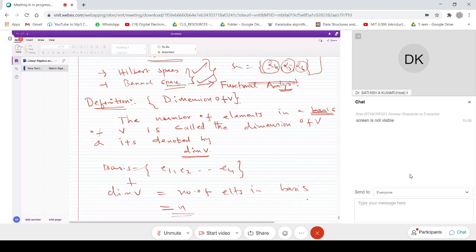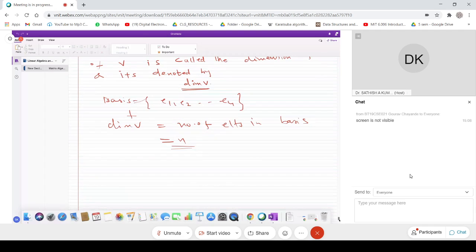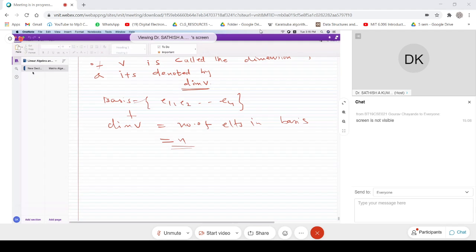Next we have defined this dimension. The number of elements in a basis of V is called the dimension of V, and it is denoted by dimension of V. So for this example, specifically, we'll take three vectors and then we can give a conclusion on this.